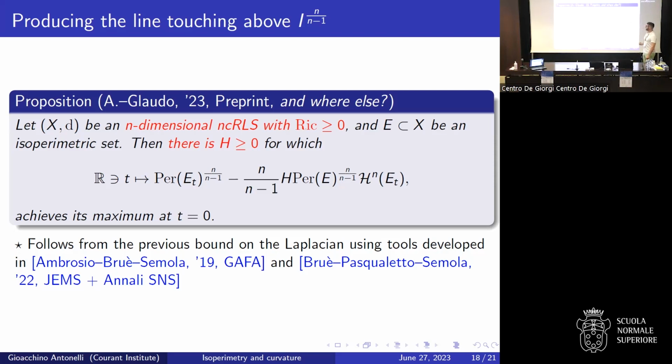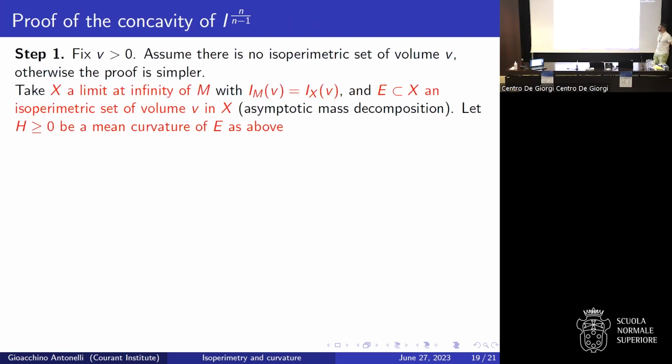And let me say that we have this property in non-collapsed spaces, we have it in RCD spaces, and this really exploits all the machinery in the non-smooth setting that has been developed. As of today, we have a very robust theory of codimension 1 surfaces in RCD spaces, thanks to the works by Ambrosio, Brué, and Semola, and Brué, Pasqualetto, and Semola. Let me conclude how to prove this concavity. So let's fix a volume.